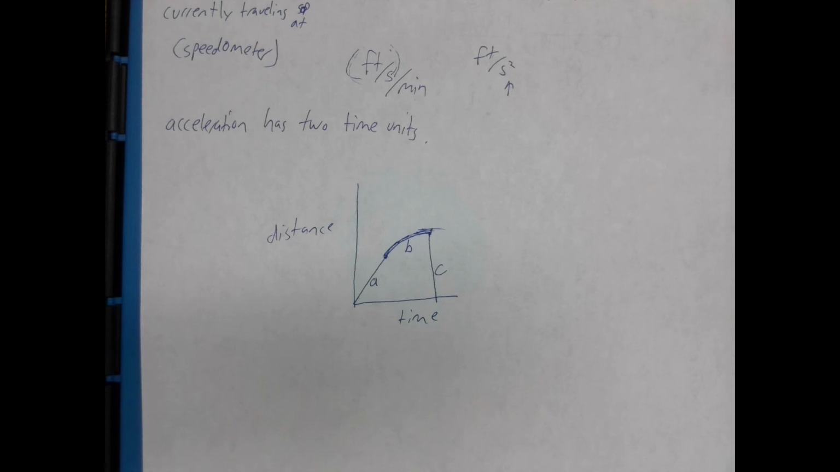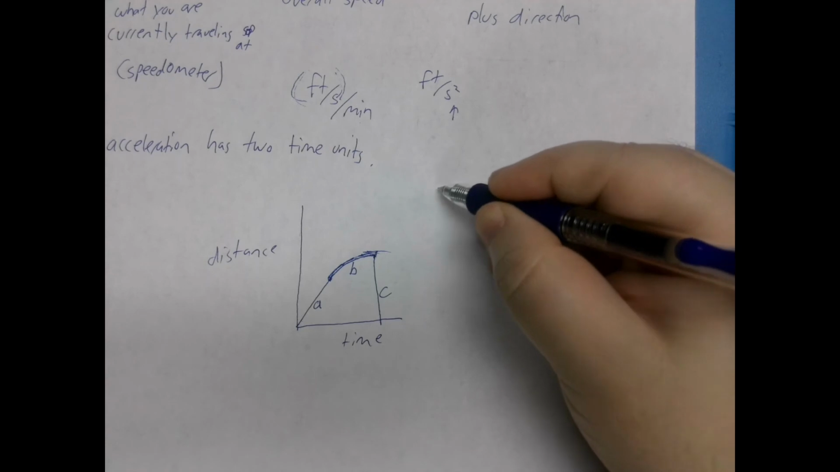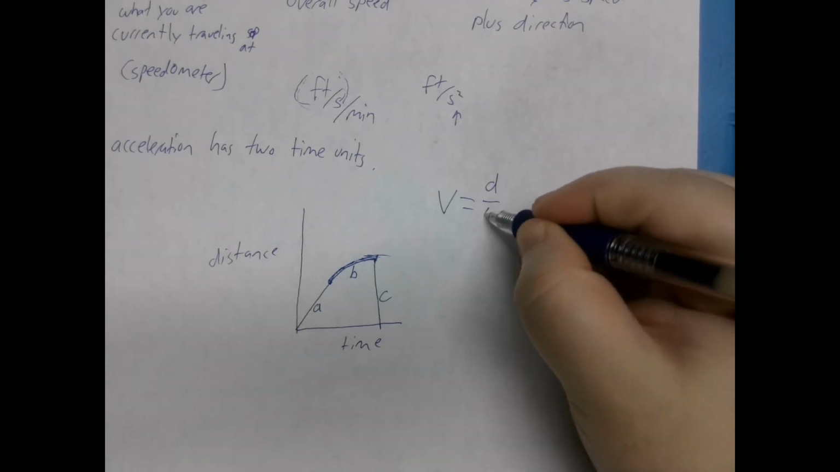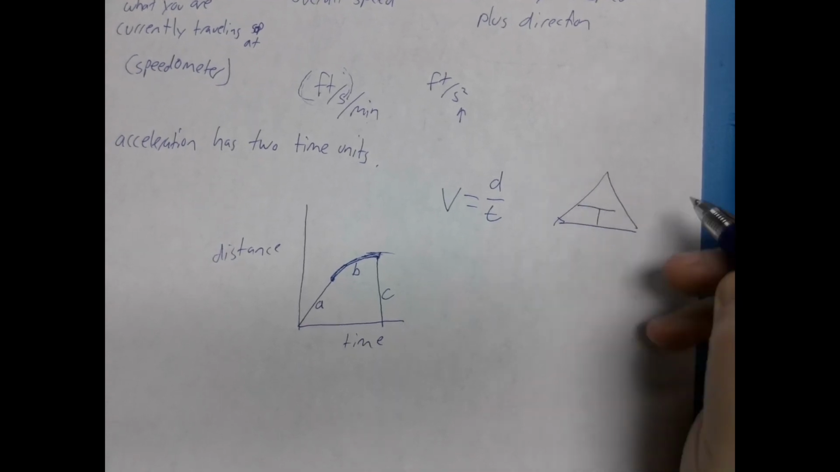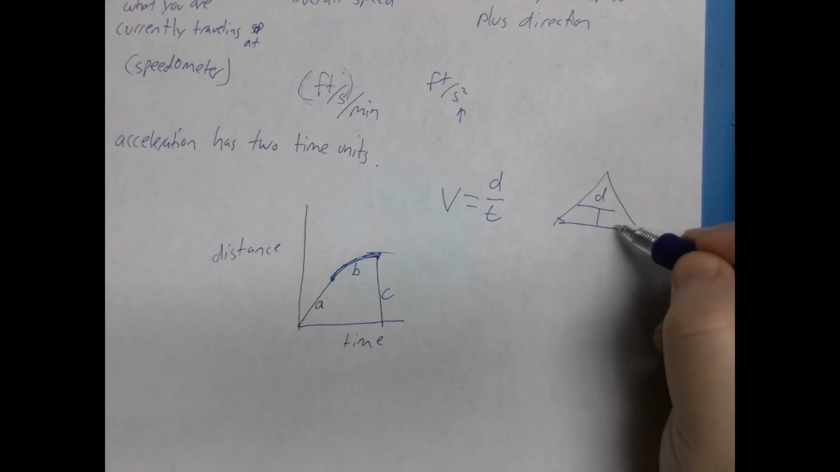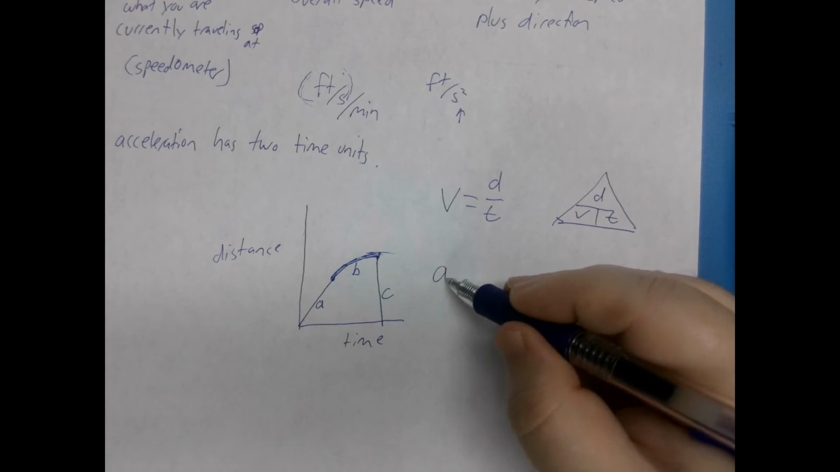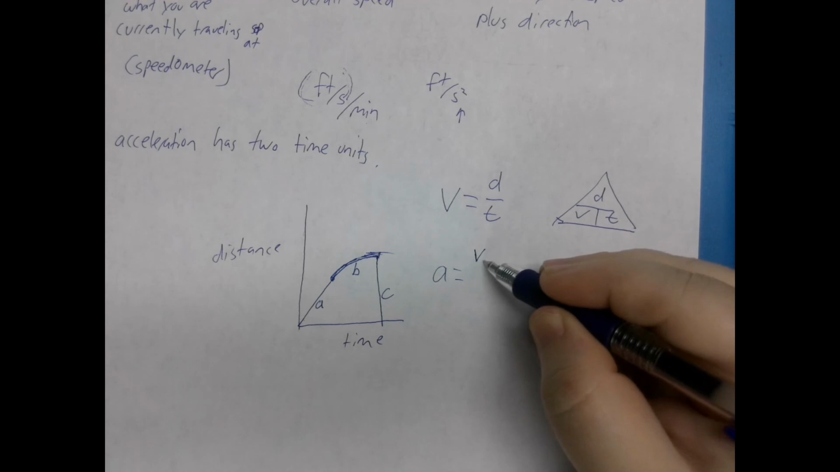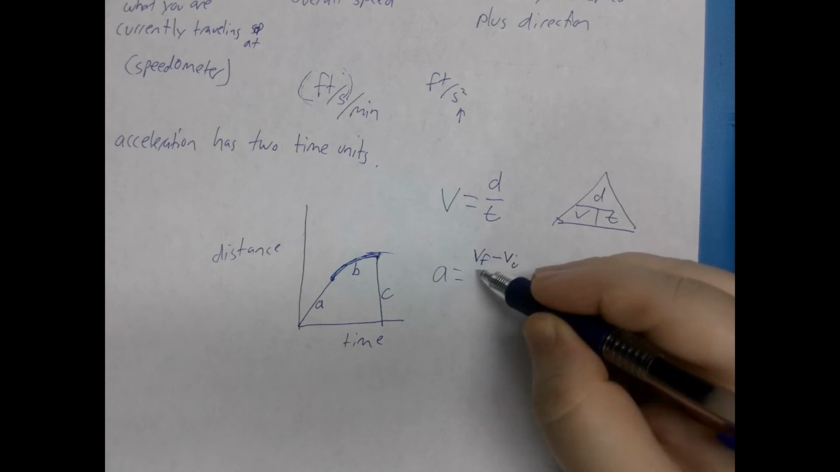Oh, another important thing, very important. What is the equation for velocity? Velocity is equal to what? Distance over time. And how would you draw the triangle? Distance on the top. And what is the equation for acceleration? Final velocity minus initial velocity over time.